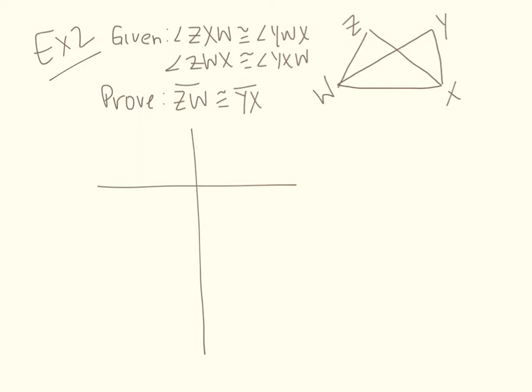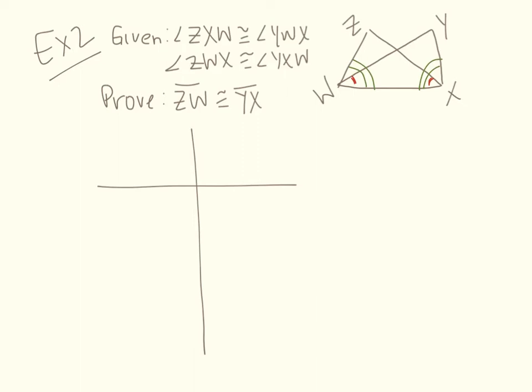When they give you a picture and given information, always take the time to mark them if they're not already marked. So the way that you could do this, ZXW, you could mark that with 1, YWX also 1. And then for ZWX and YXW, you could do two marks like this. That could work pretty nicely for this.